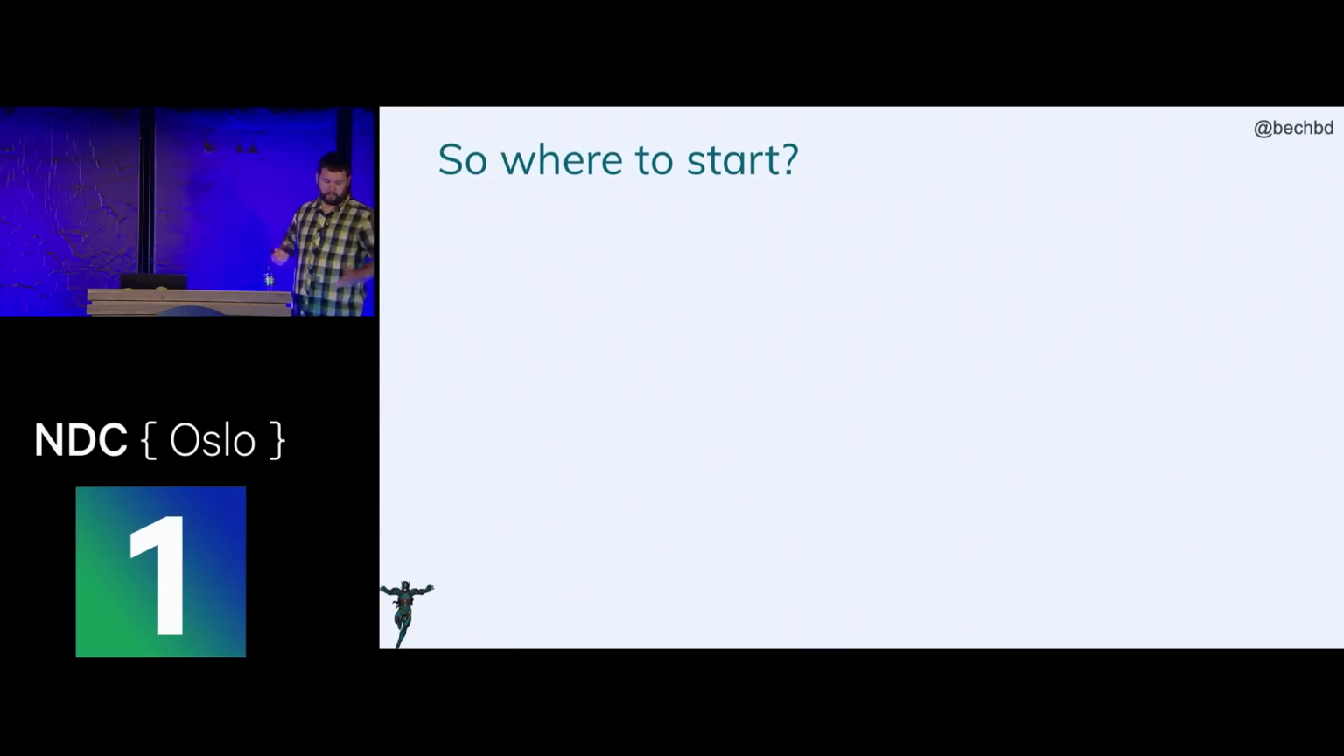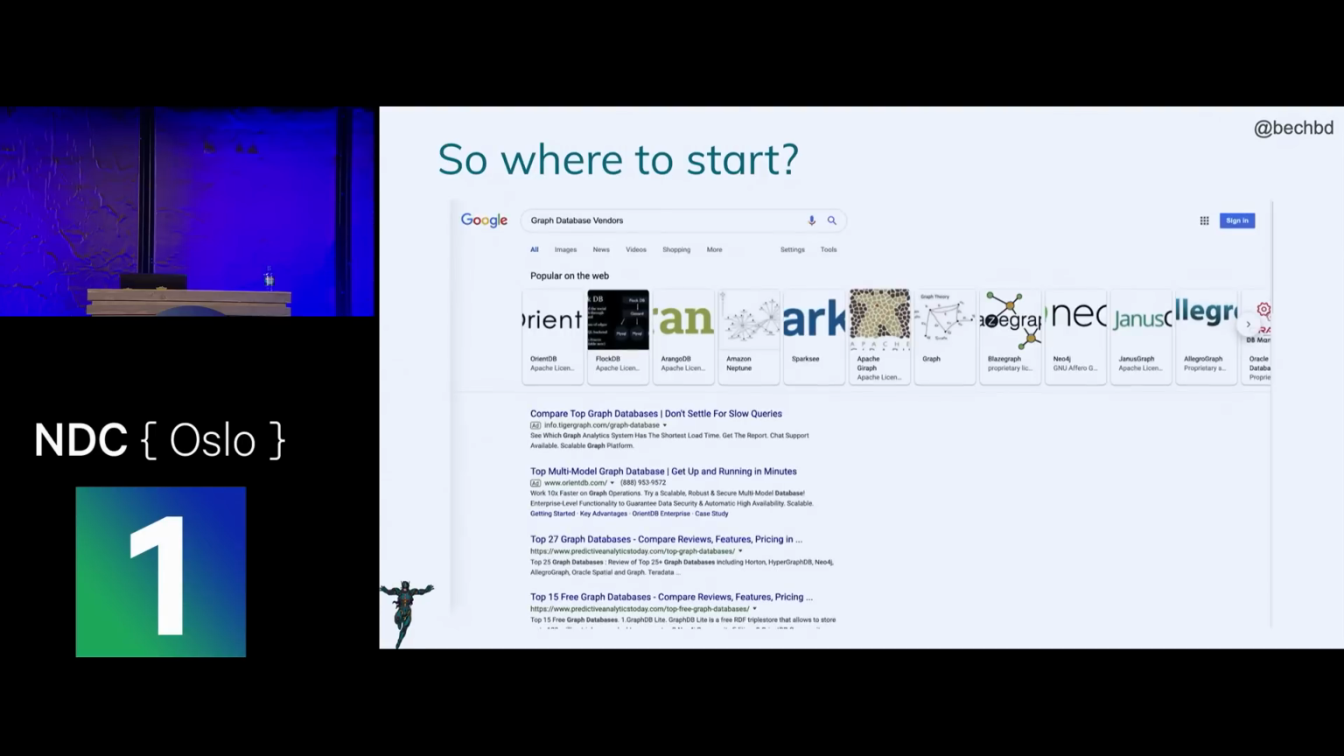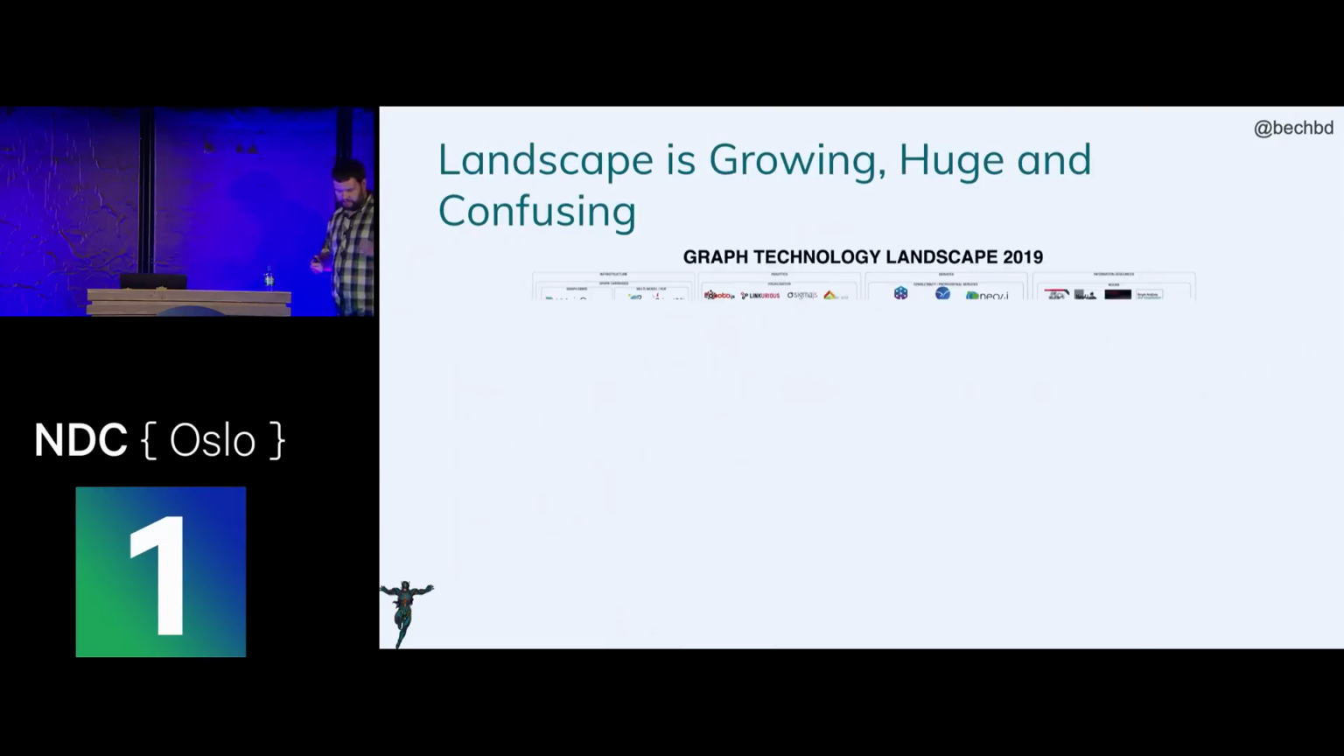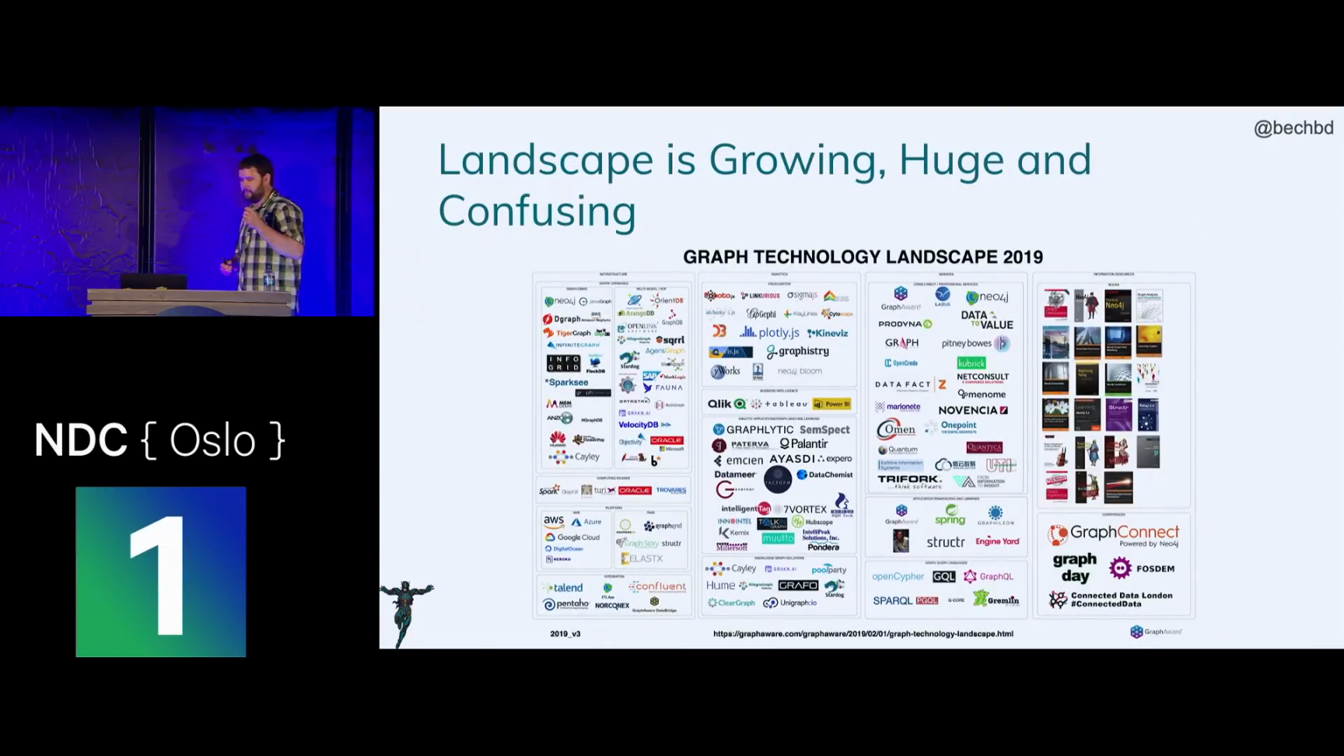So where do you start when you're going to build something on a graph database? Well, if you start like me and pretty much everybody else in the world, you Google it. And if you Google graph database vendors, you have a problem. It's really confusing because the graph database landscape is growing, it's huge, and it's confusing.